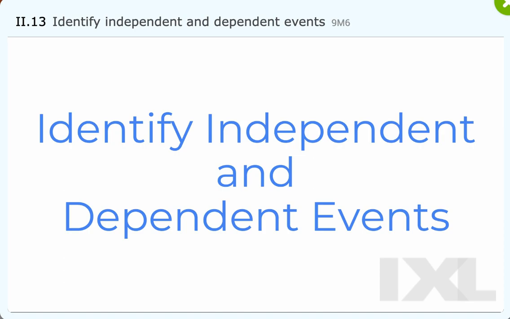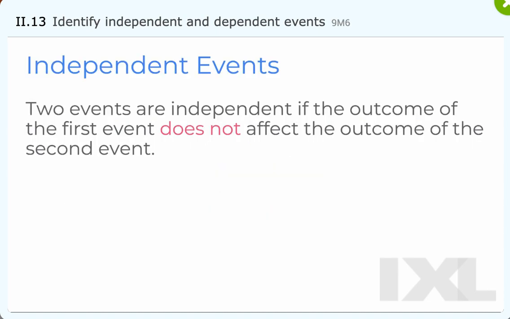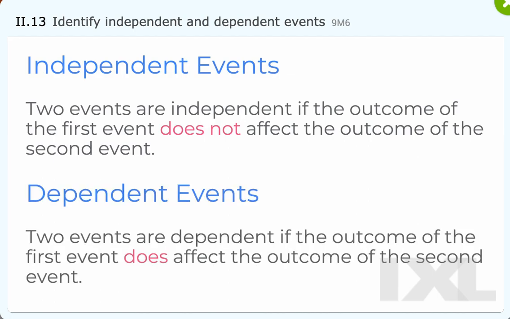In this lesson, we're going to learn how to identify independent and dependent events. Knowing the difference between the two can be very helpful for finding probabilities. Two events are independent if the outcome of the first event does not affect the outcome of the second event, and two events are dependent if the outcome of the first event does affect the outcome of the second event.